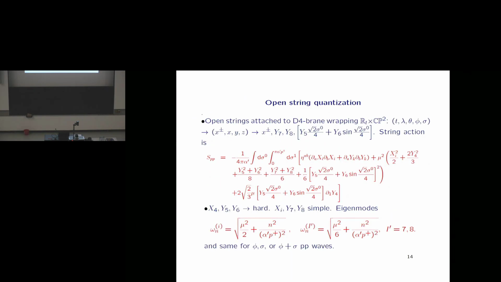But another test of the duality that one can think of is to find open string quantization and corresponding field theory operators. And then, so if you put an open string attached to D4 branes that wrap some cycle, then you find a certain complicated action. And in this action, among the 6 transverse directions of the string, 3 are hard to diagonalize, to find the eigenvalues. But 3 are simple, and their eigenvalues are independent of which direction we consider the PP wave in, either phi, sigma, or phi plus sigma. And we'll see that this has consequences: it means that it doesn't matter how the open string moves, we still find some sort of mismatch.